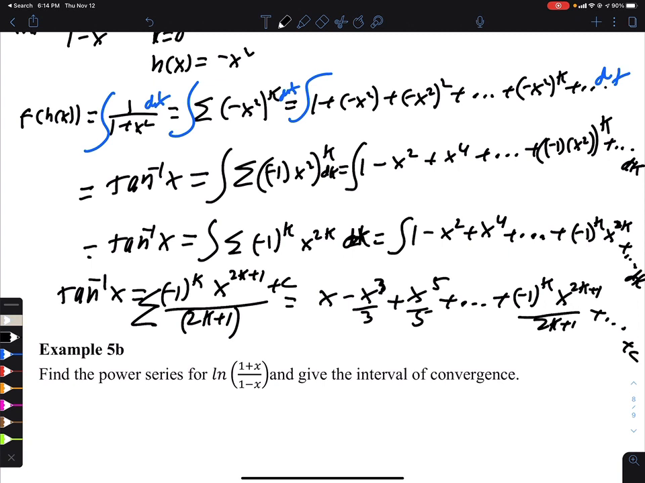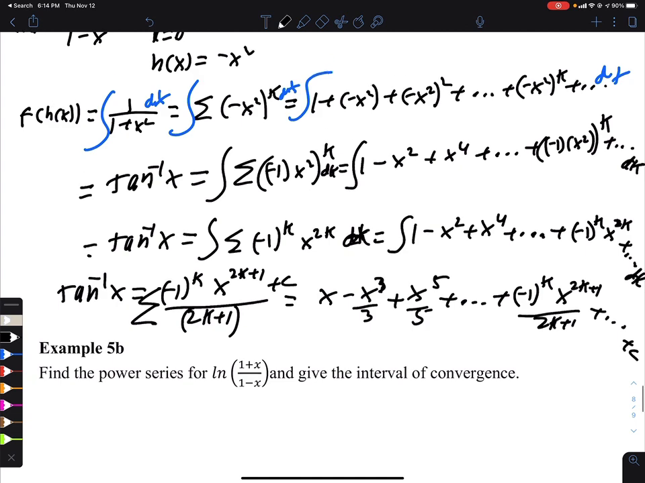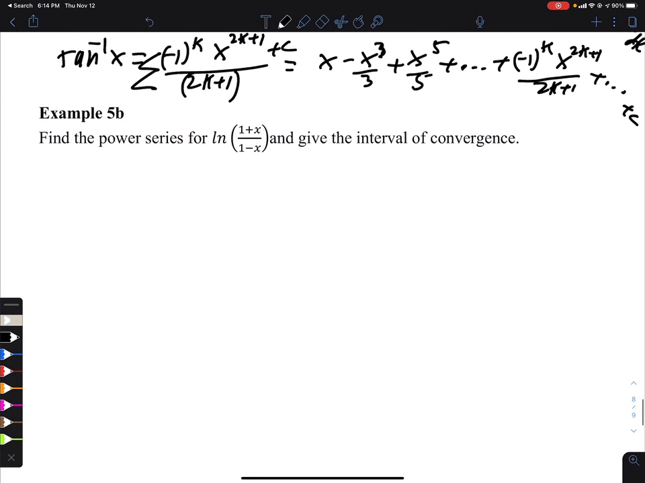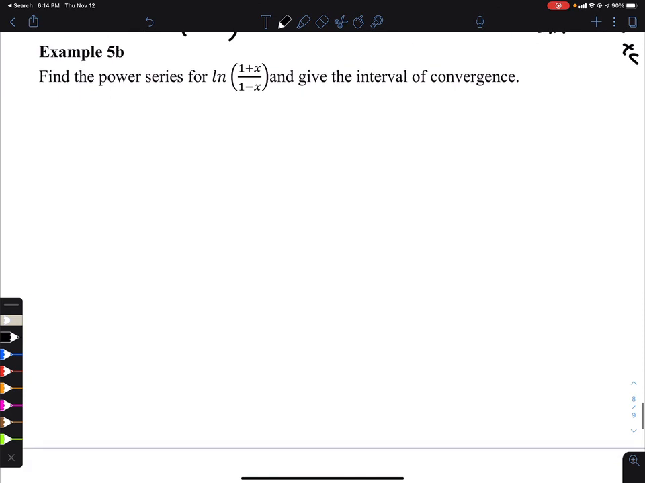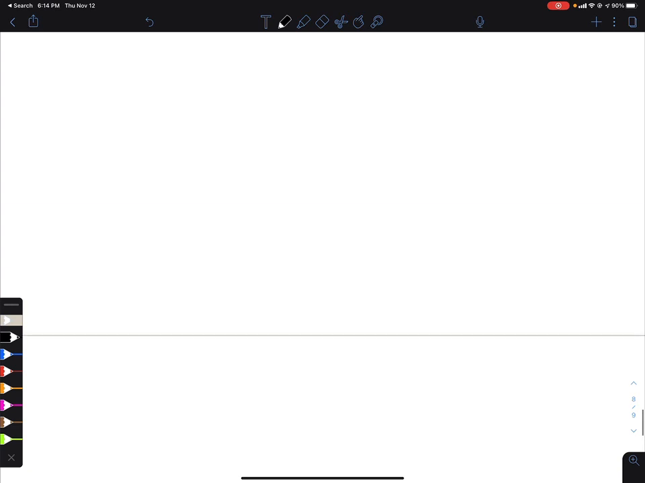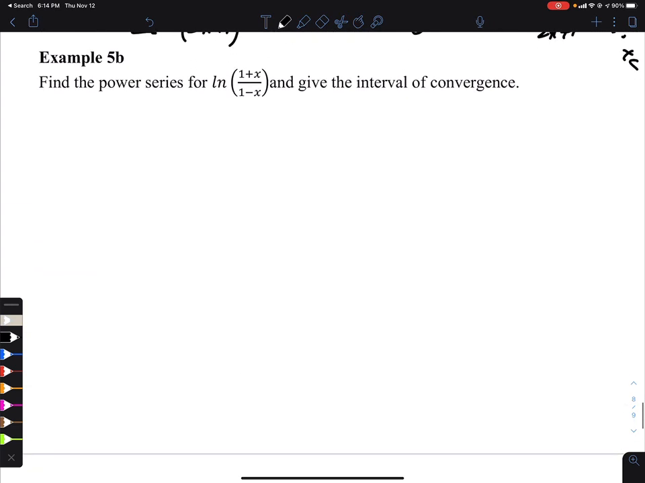I think we're done with this. So hopefully you're seeing the application of the integration and derivatives and all the other rules, the 5 different things we can do to a series. All right, I'm getting tired. Is this the last one? Okay, this is the last example.